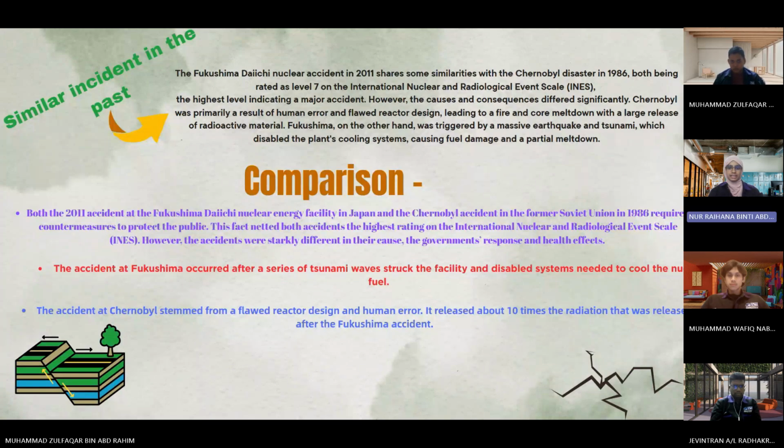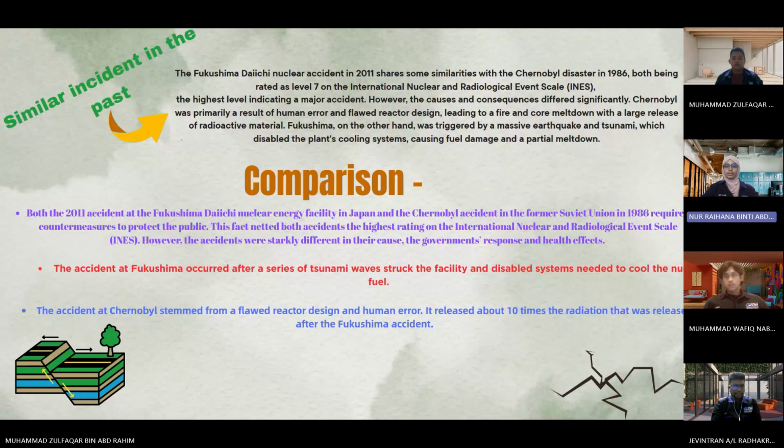There is one similar incident in the past to Fukushima Daiichi. This incident is the Chernobyl disaster in 1986. Both are rated as level 7 on the International Nuclear and Radiological Event Scale (INES), the highest level, indicating a major accident. However, the causes and consequences differed significantly. Chernobyl was primarily a result of human error and flawed reactor design, leading to a fire and core meltdown with a large release of radioactive material.